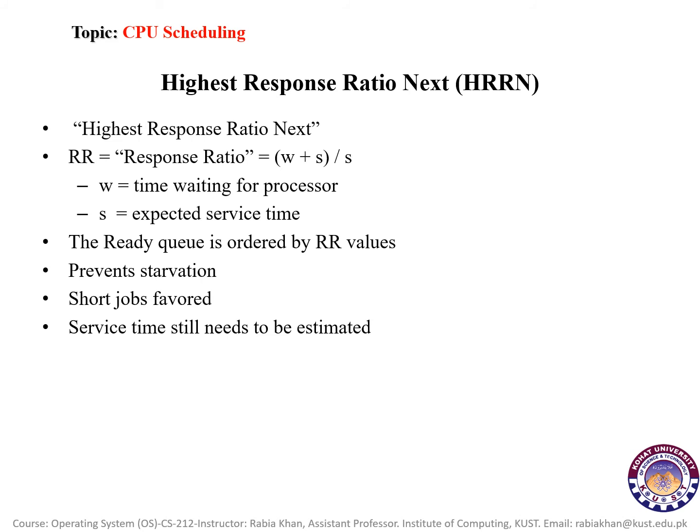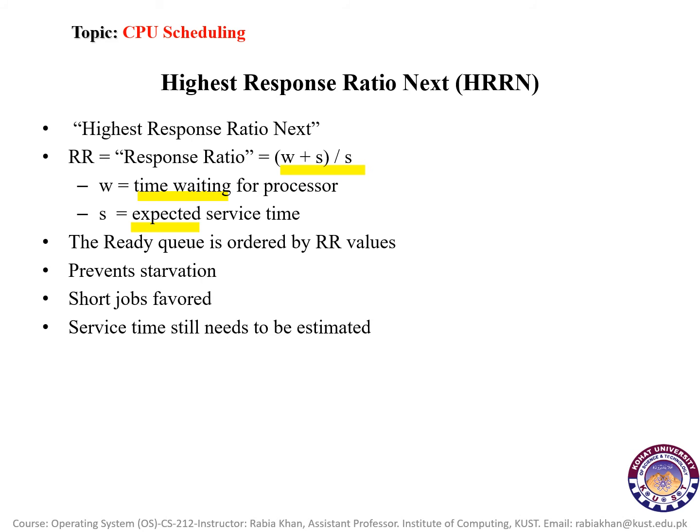What is it? Highest response ratio next. Response ratio is calculated with this formula: W plus S divided by S. What is W? It is the wait time, the time a process has been waiting in RAM or the ready queue for the processor, and S is the total expected service time, that means total CPU time.